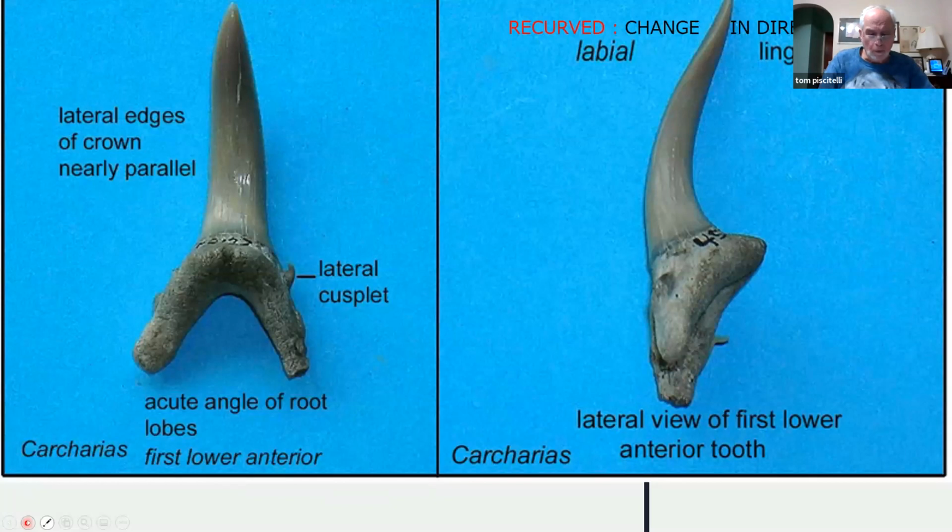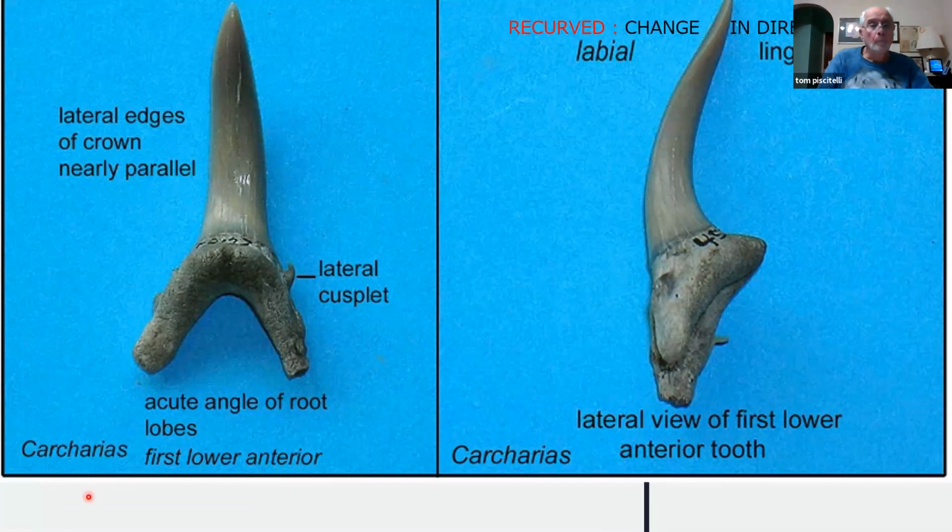The ends of a root are called lobes. Lobes may or may not be rounded. Some roots have a raised protruding area called a torus on the lingual side. The apical end of this tooth crown changes direction. This is called recurved. The recurved crown would help prevent prey from moving out of the mouth as the shark fed.